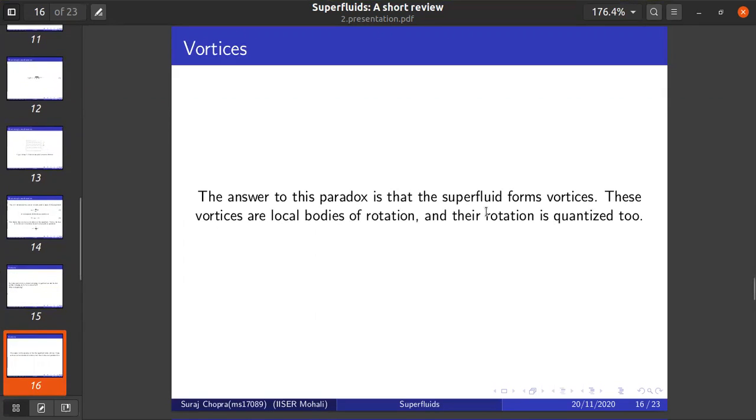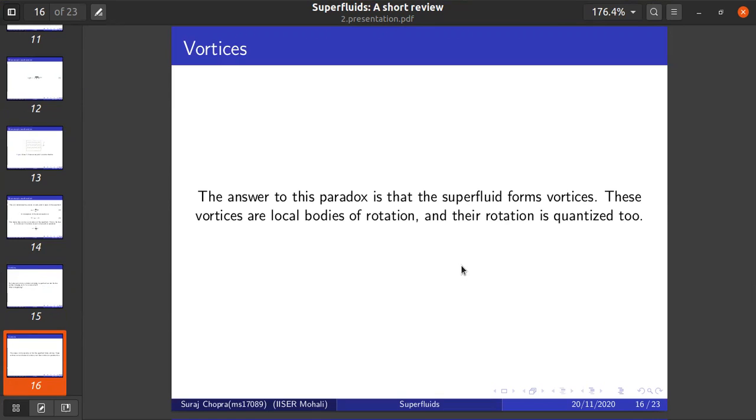Vortices are small local bodies of rotation, and their rotation is quantized. That means that the rotation is constant, and mostly you will find these vortices in quanta of +1 and -1. If it is in a higher energy level, it mostly splits into smaller energy levels, and mostly these occur in pairs. We have some vortex lines also, but one effect of these vortices that I would like to highlight here is that they destroy superflow.